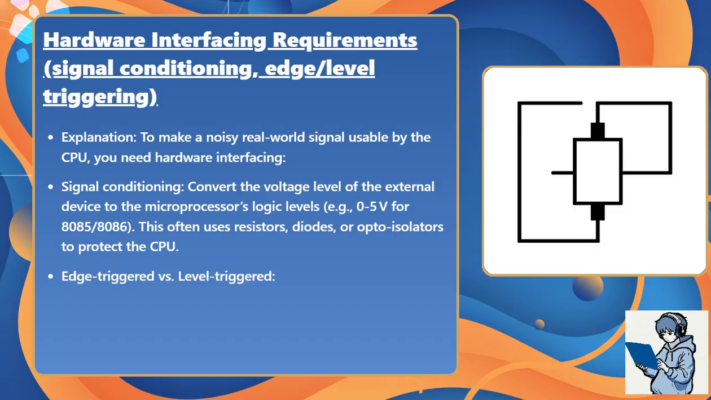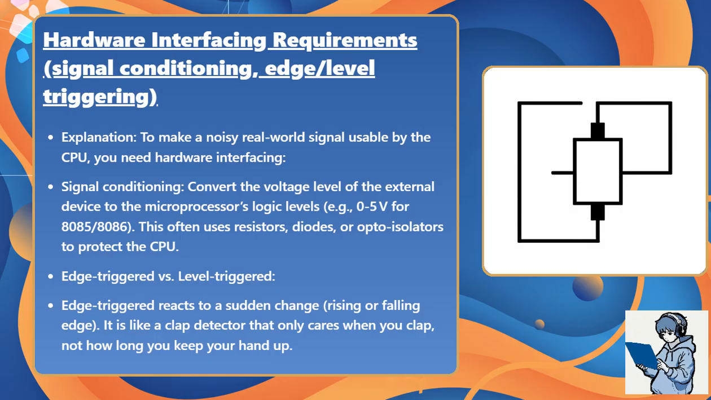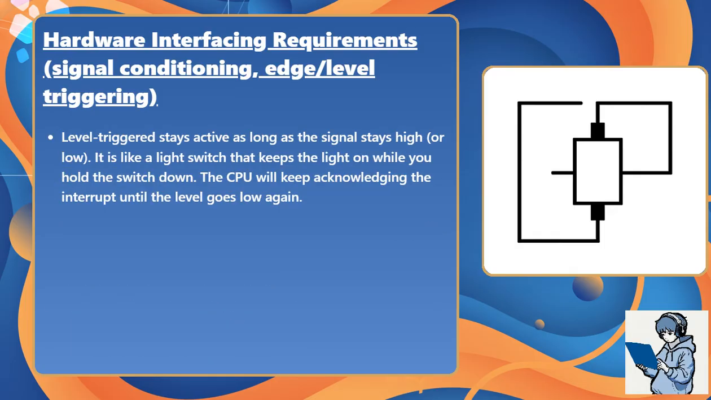Edge-triggered versus level-triggered. Edge-triggered reacts to a sudden change, rising or falling. Edge is like a clap detector that only cares when you clap, not how long you keep your hand up. Level-triggered stays active as long as the signal stays high or low. It is like a light switch that keeps the light on while you hold the switch down. The CPU will keep acknowledging the interrupt until the level goes low again.